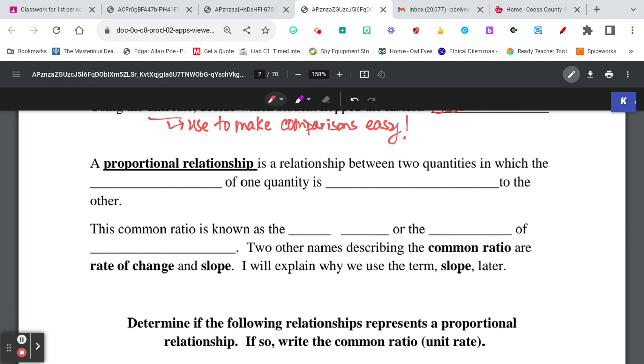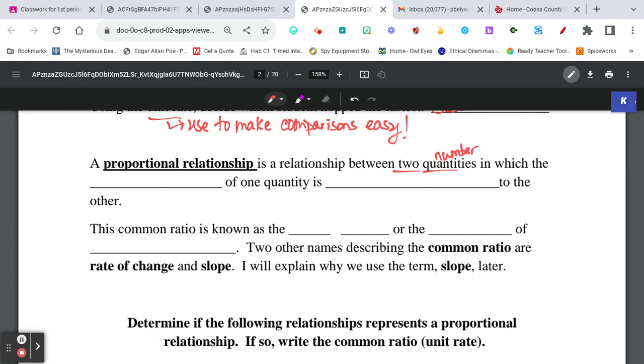All right, a proportional relationship is a relationship between two quantities. And what do we say quantities meant? Nobody remembers. What's a quantity? I'm so disappointed. Nobody can tell me. Two quantities means something between two numbers, guys. Well, two quantities is just two amounts, right? Yes.